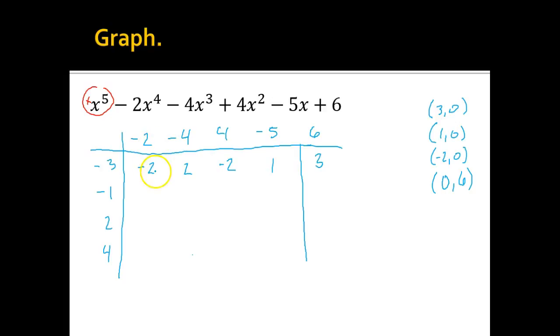I think I did that right. Yep, looks good to me. All right, so that tells us that we have a point on our coordinate plane, and we'll use this, -3, 3. So we'll definitely want to put that one in.